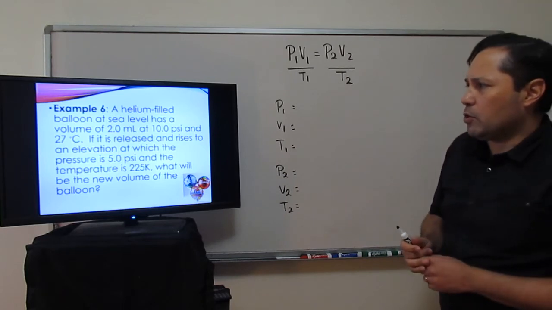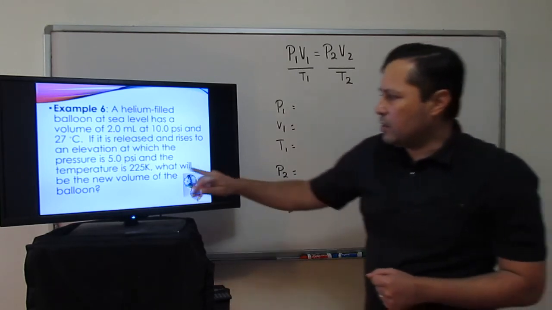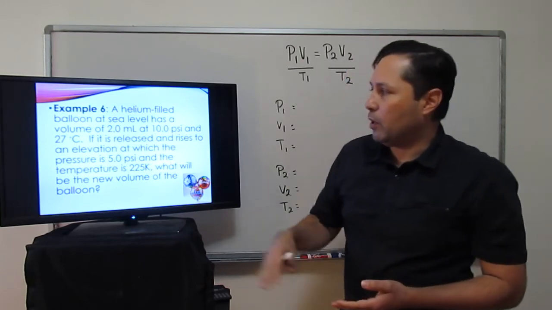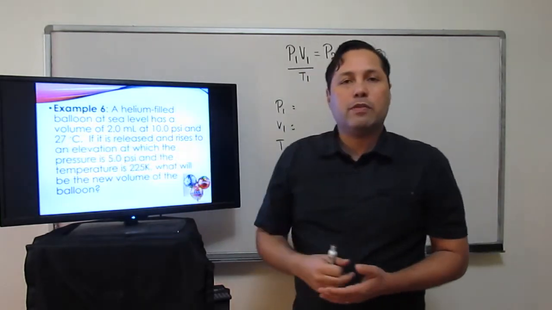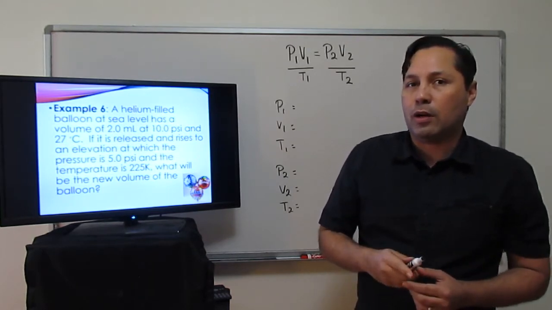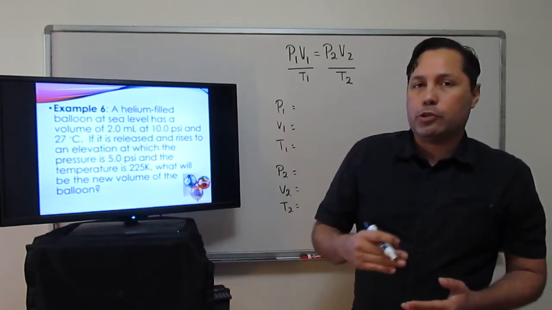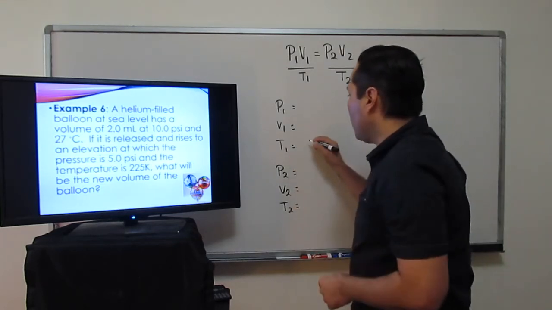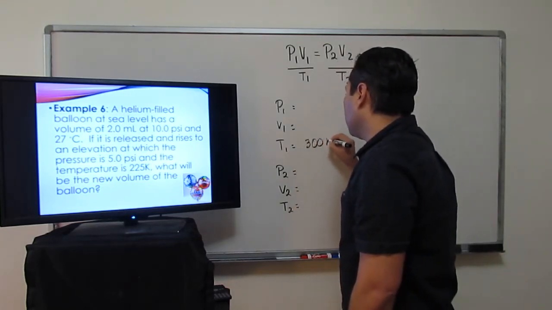Alright, a couple of things I wanted to point out. Number 1, this temperature is already in Kelvin, so we don't have to change to Kelvin, but this original temperature that was given to us, 27 degrees Celsius, is in Celsius. That does have to be changed to Kelvin. So 27 plus 273 gives us 300 Kelvin. So our T1 is 300 Kelvin.